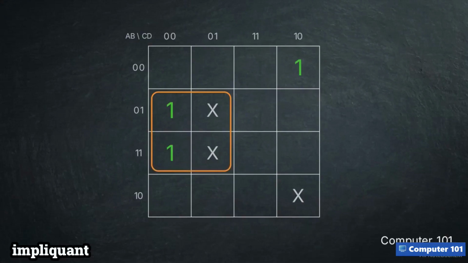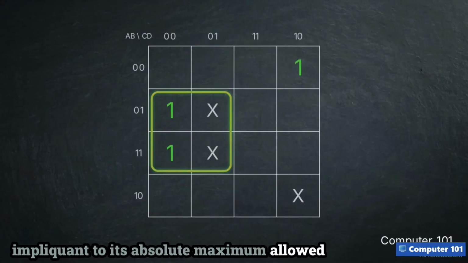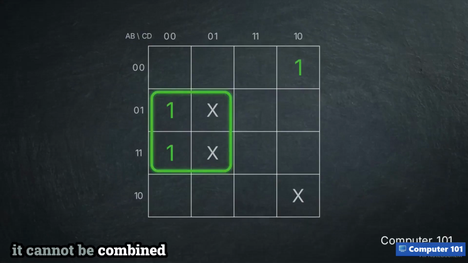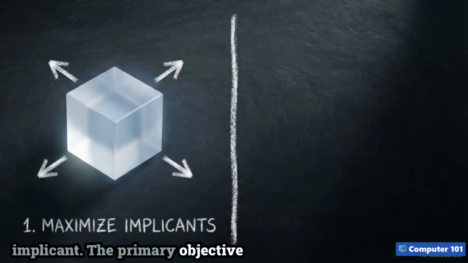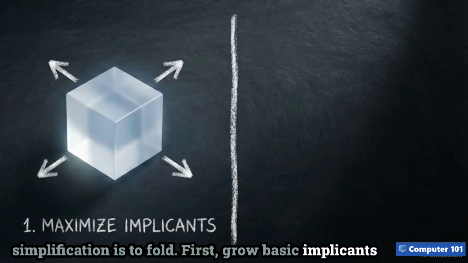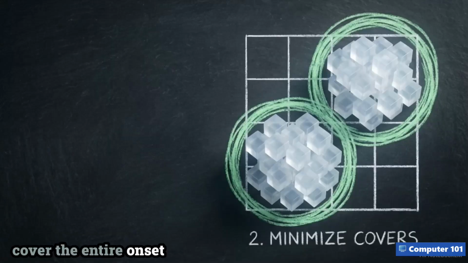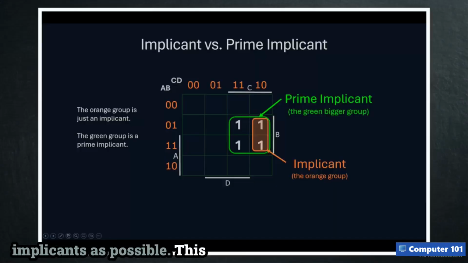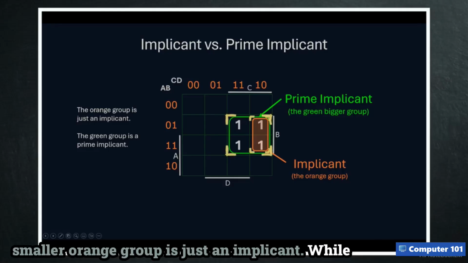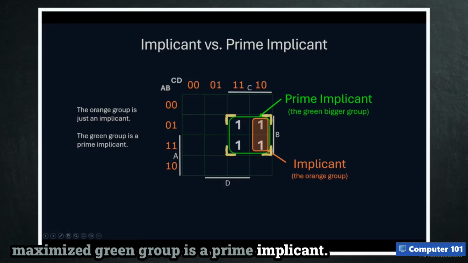If we expand that implicant to its absolute maximum allowed size, so it cannot be combined further, it becomes a prime implicant. The primary objective of logic simplification is twofold. First, grow basic implicants into prime implicants to minimize literals. Then, cover the entire onset, using as few of these prime implicants as possible. This diagram shows the visual distinction between these two terms. The smaller orange group is just an implicant, while the maximized green group is a prime implicant.